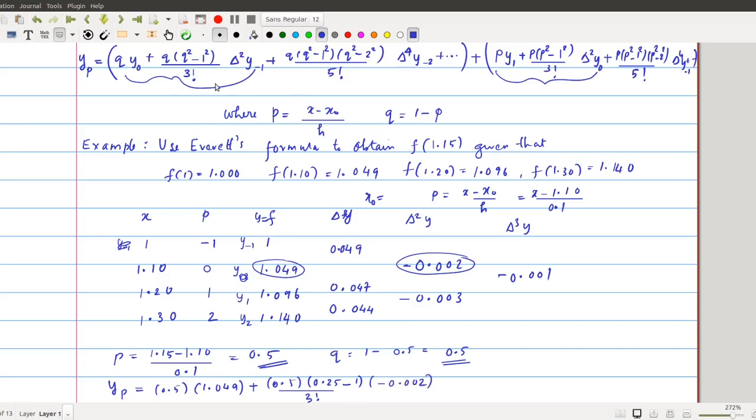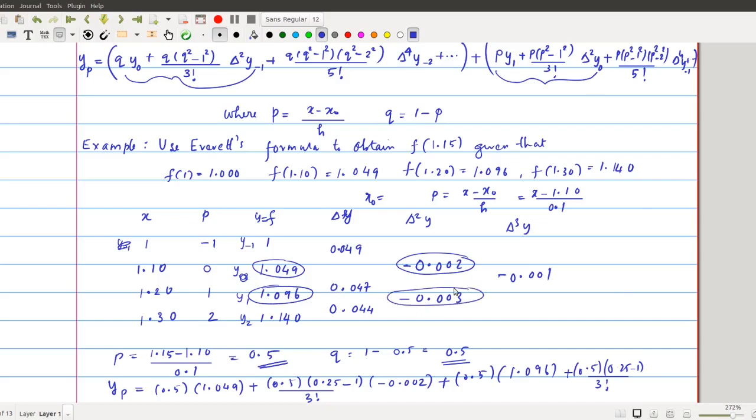So these are the first two terms of the first bracket, and next we choose the first two terms of the next bracket. So that will be plus p times y1, that is 0.5 times y1. What is y1? Y1 is 1.096. The second term will be p times p square minus 1 square, that is again 0.25 minus 1, divided by 3 factorial, into delta square y0. What is delta square y0? This is delta y0, and this is our delta square y0.